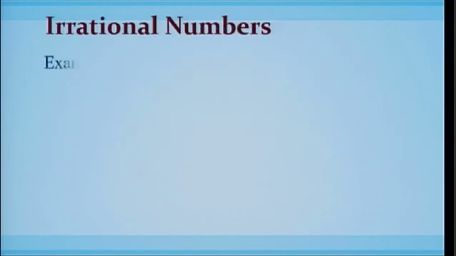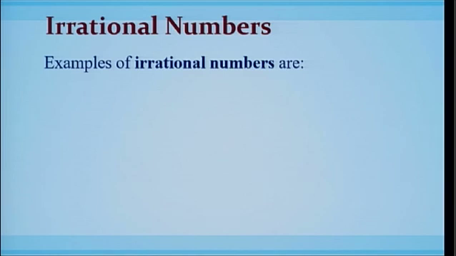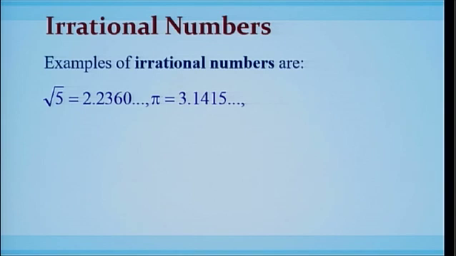So let's look at some examples of irrational numbers. Square root of 5. Square root of 5 is equal to 2.2360, a non-terminating decimal. But square root of 5 cannot be written as P over Q. Second example, pi. Pi is equal to 3.1415 and so on. Pi is an irrational number. 1 over square root 2. Again, we cannot write it as P over Q.